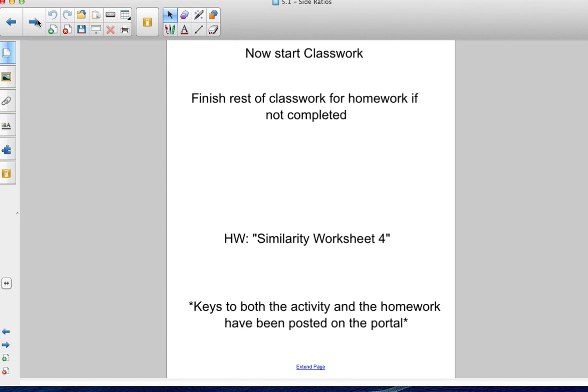Now, what you're going to do is you have a classwork assignment. I'm going to pull it up here. I want you to finish this for homework if you don't complete it in class. Now, you can work with partners. So to pick a different processing partner, I'll put Nikki in charge. Nikki, pick a processing partner.